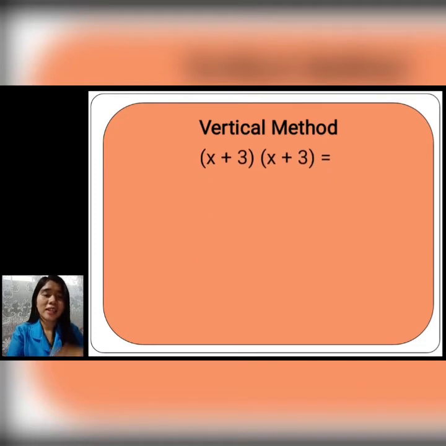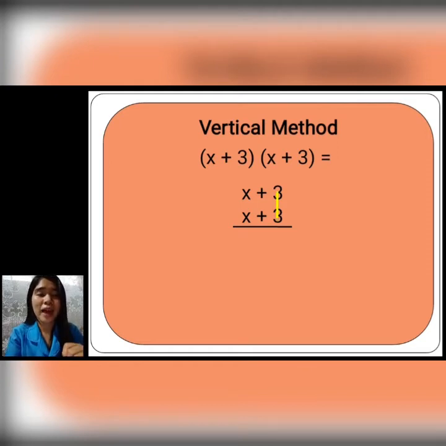Okay, so let's have the equation x plus 3 times x plus 3. So using the vertical method, we will write it as vertical. So it is just like multiplying numbers. Okay, so first we are going to multiply 3 times 3, which gives us 9 or positive 9. Next, we will multiply x multiplied to 3, we have 3x. Then, next is to multiply that one. X times 3 is equal to positive 3x.